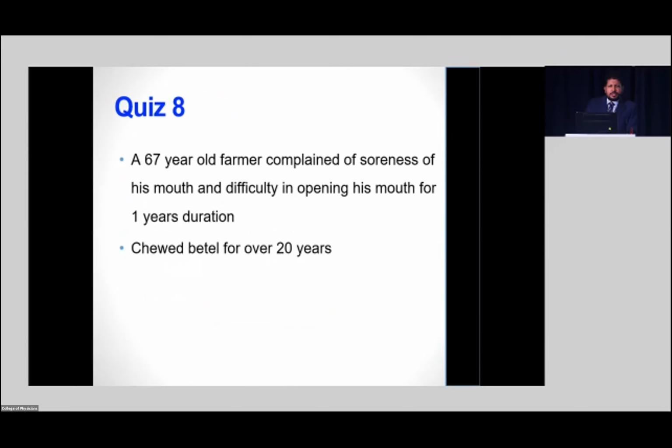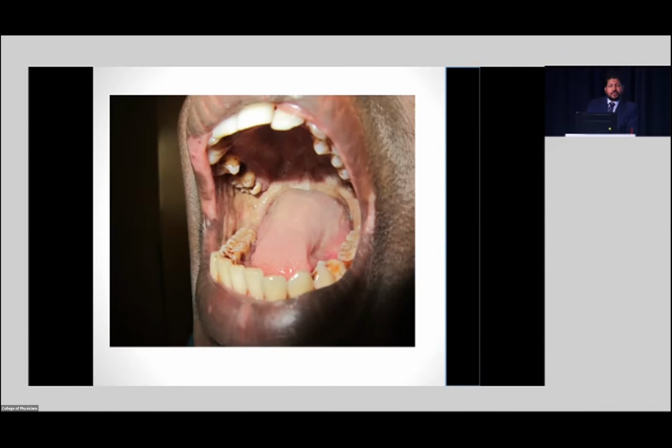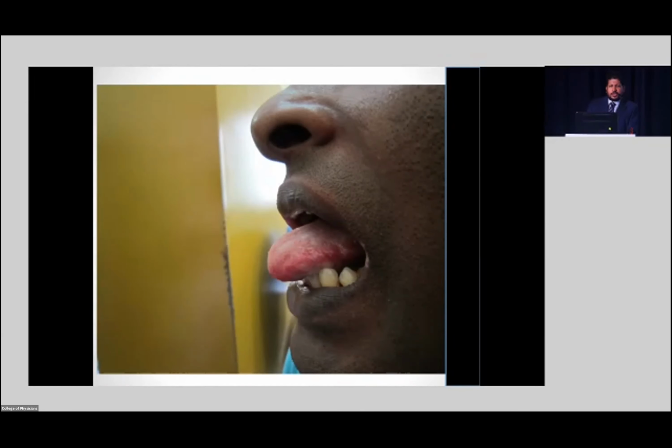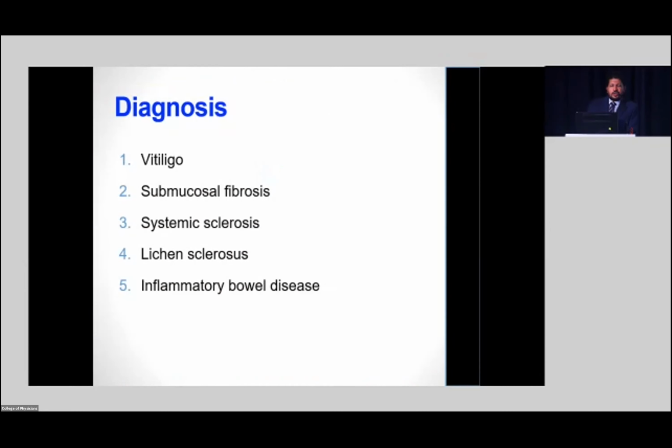Next patient was a 67-year-old farmer who presented with soreness of his mouth and difficulty in opening his mouth and protruding his tongue. He was an avid beetle chewer. You can probably appreciate the beetle stains. And this is all he could protrude his tongue. What is the possible diagnosis, probable diagnosis? Please vote.